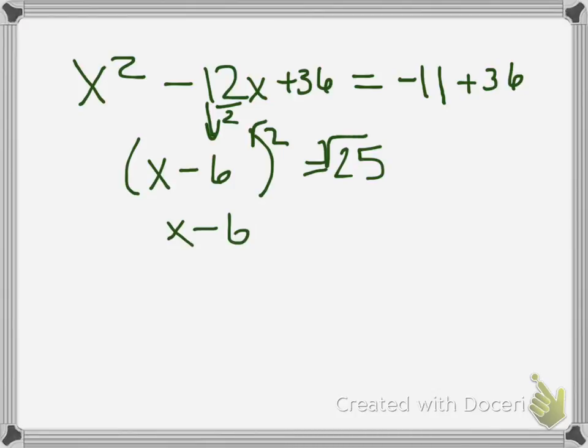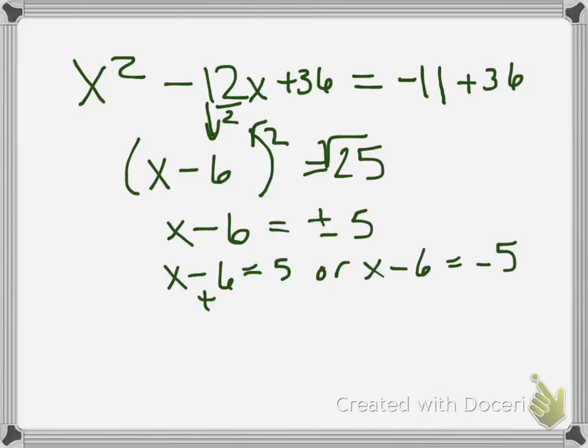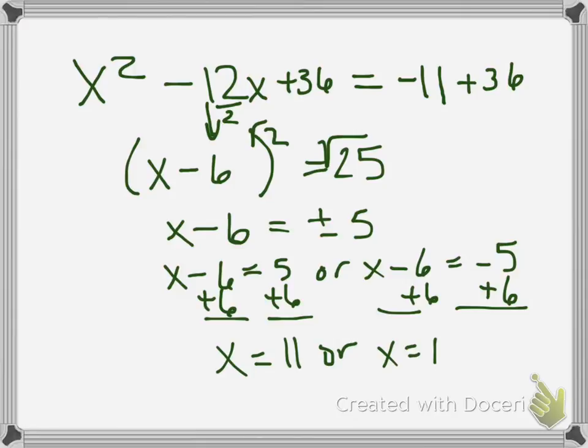Again, take the square root. You get x minus 6 is equal to plus or minus 5, so x minus 6 is equal to 5, x minus 6 is equal to negative 5, which would give you 11 and 1. And that's it. Okay, so pay attention to what you've got to do here. This should be kind of a review.